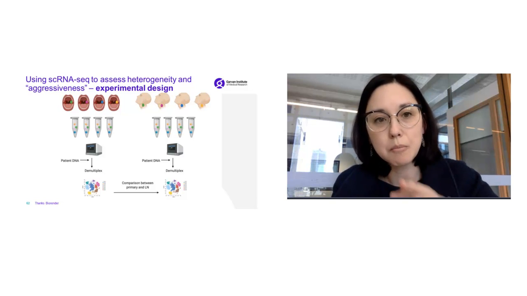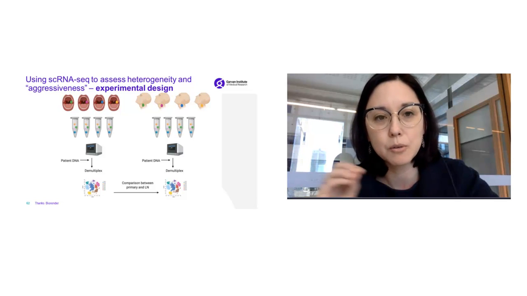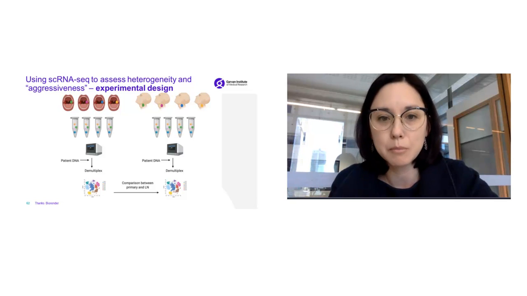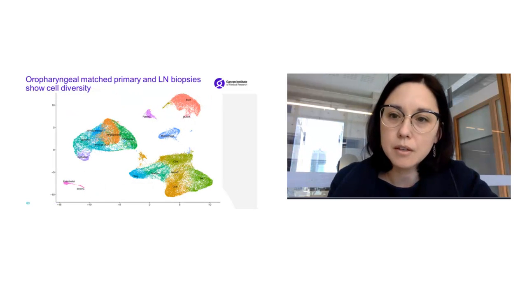So this allows comparisons between patients, but also between the primary and metastasis, allowing us to study that metastatic niche and what drives metastasis and what cellular identities in the primary might allow us to predict those patients more likely to metastasize and have a poor prognosis. So this is some of the preliminary data.